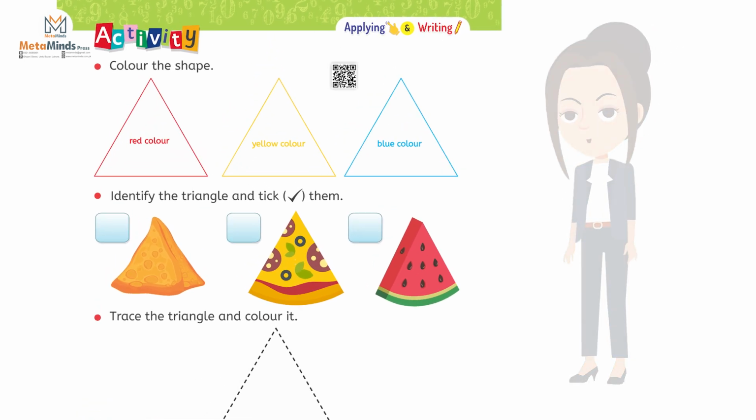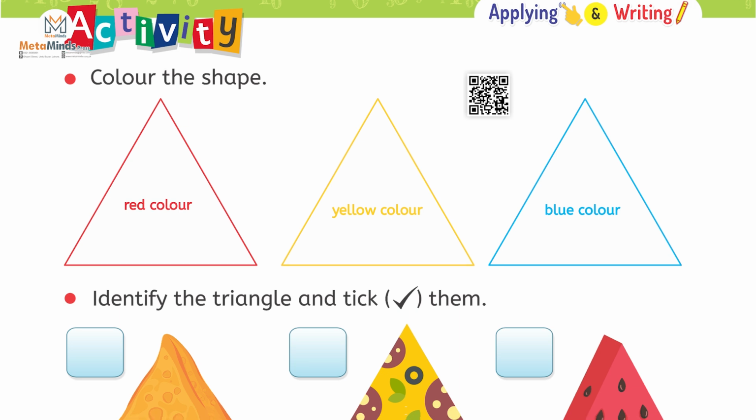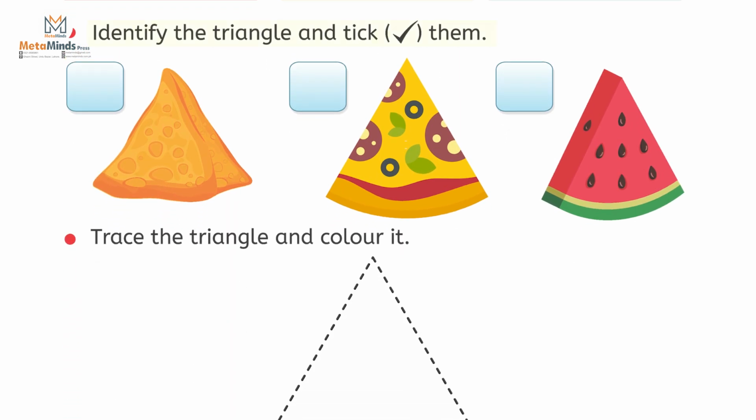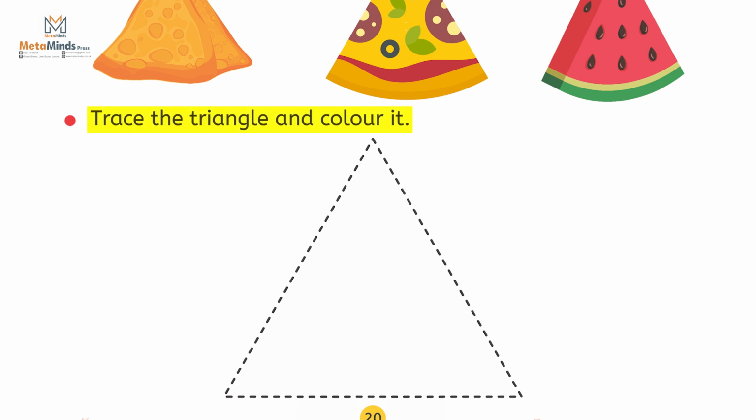Here the triangles are given, my dear kids, and you have to color them. In the second question, identify the triangle and tick them. Which one is in the triangle shape? Yes, the pizza slice. The last question is to trace the triangle and color it. You have to trace it very nicely, my dear kids, and then you are supposed to color it as well.